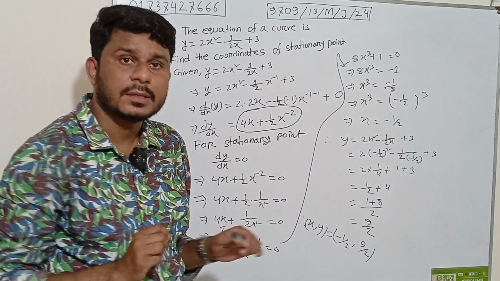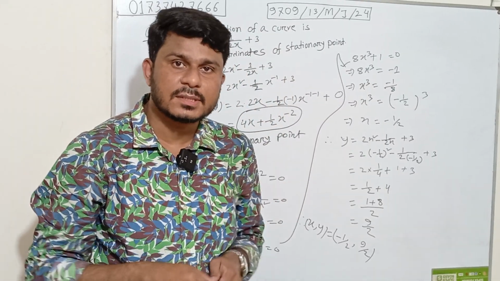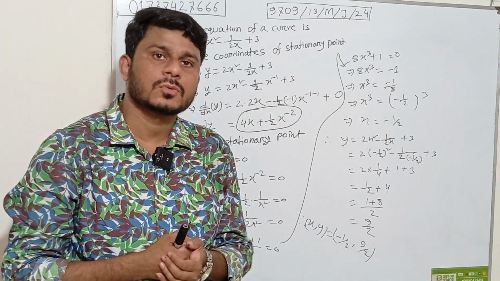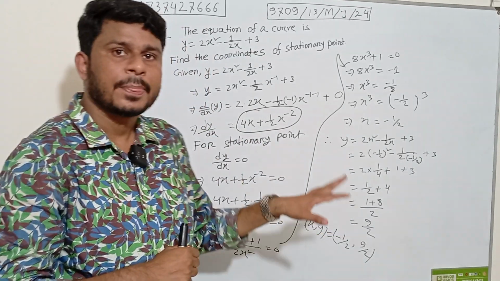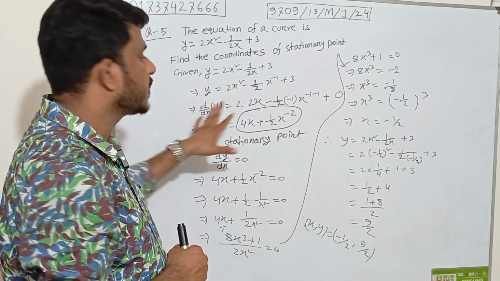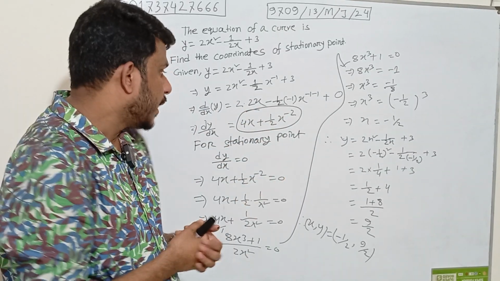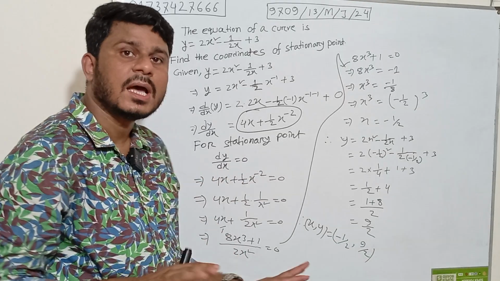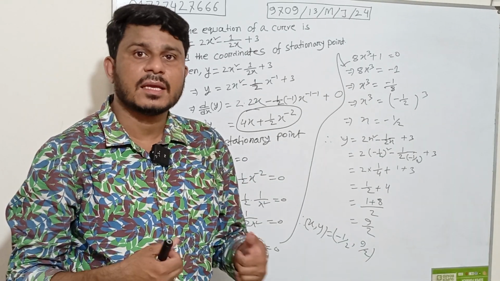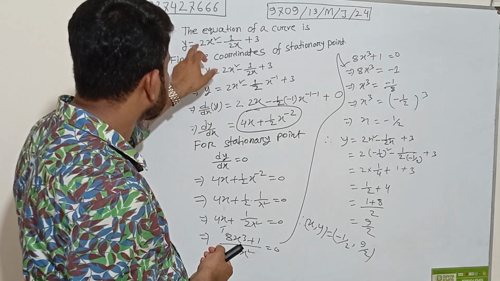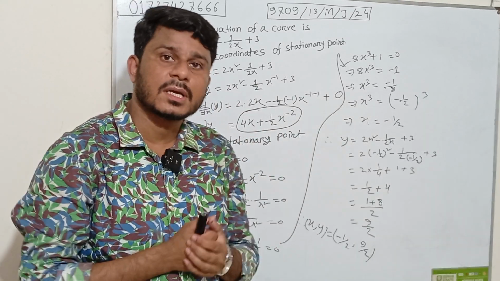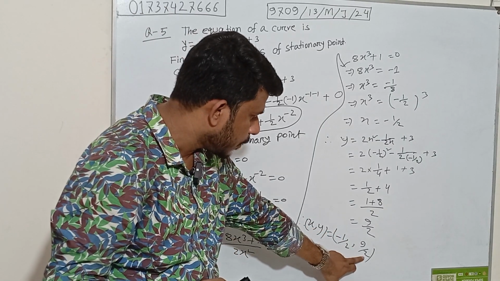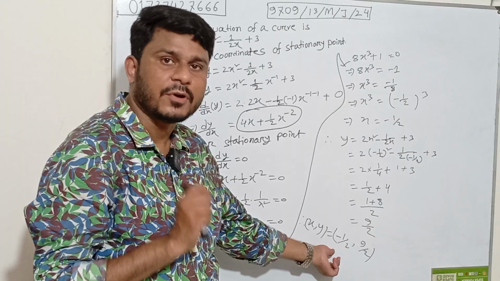So that is the main theme. To describe it again: when we have to find the coordinates of a stationary point, we first differentiate, then set the first derivative equal to 0, and by calculating we find the value of x. Then we substitute that x value into the original equation to get the value of y. This value of x and this value of y give the stationary point.